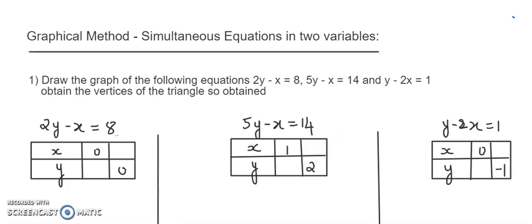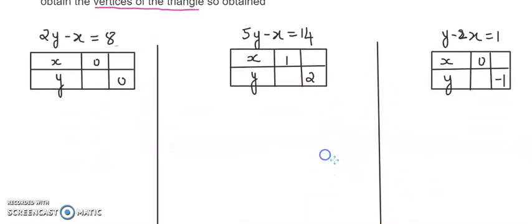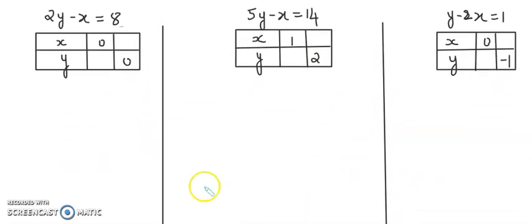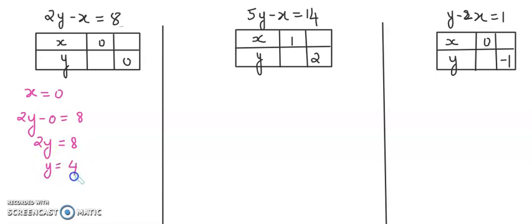So first equation, as you can see, I've taken three different equations. So I'm going to graph these three equations and then find the vertices, that is the vertex points of the triangle on the graph. I've taken all the points and they are already put in the table, so I'm just going to work out and get the points. First is x equals 0 for the first equation: 2y minus 0 is equal to 8. So 2y is equal to 8, so y is equal to 4. So my first point is (0, 4).